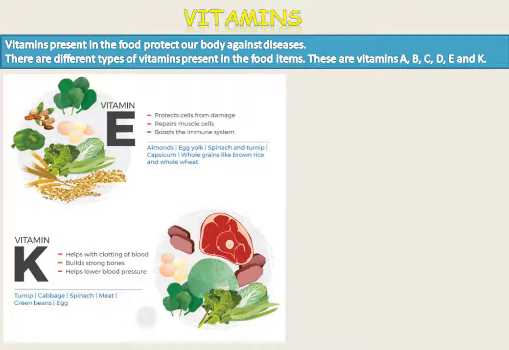Lots of people suffer due to blood pressure. So food items like turnip, cabbage, spinach, meat, green peas, egg, etc. will help to lower the increased blood pressure. So if anyone in your family is suffering from any kind of disease, you can suggest that this is due to the lack or shortage of a particular vitamin. You just need to eat such and such food, then you can decrease their diseases. You can help them in solving or curing their diseases.